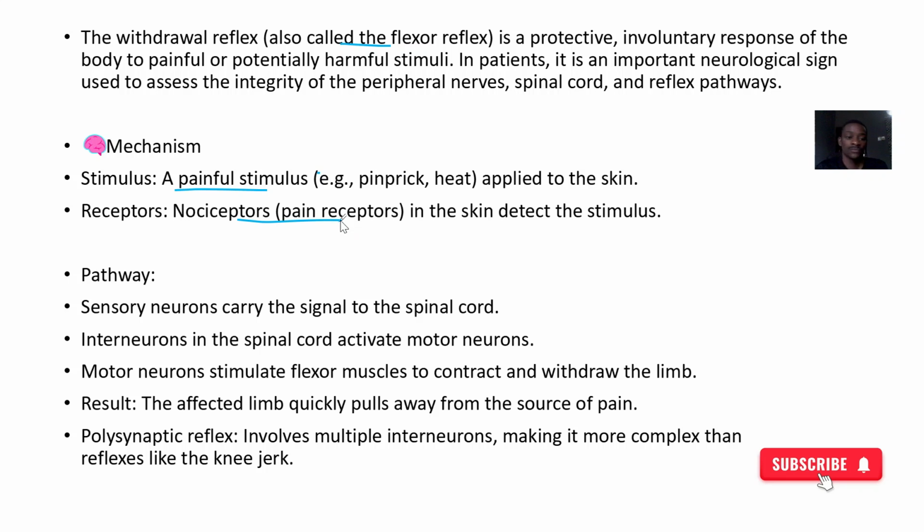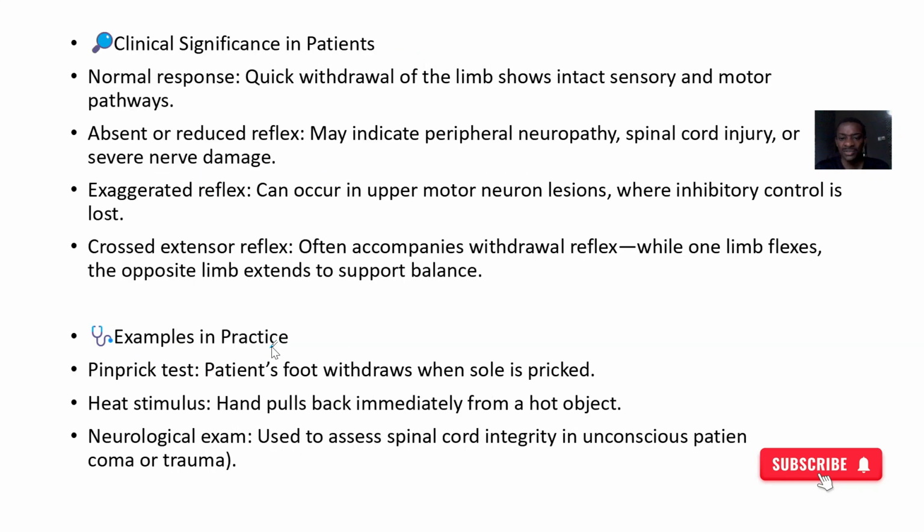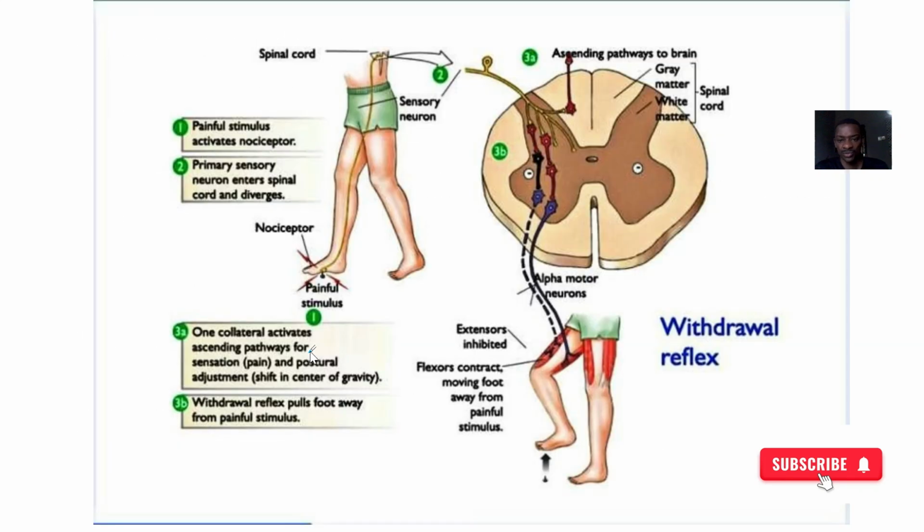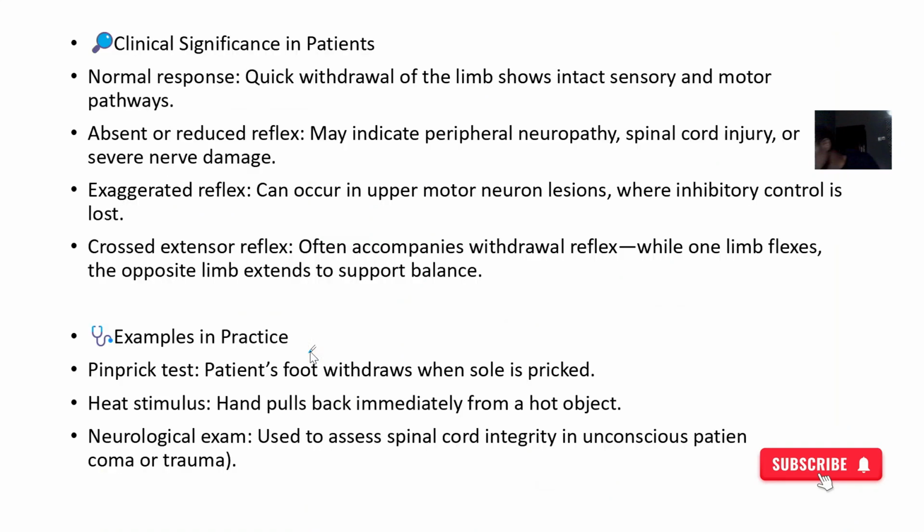Do you understand? So the pathway: sensory neurons are supposed to carry that signal to the spinal cord. Interneurons in the spinal cord are supposed to do what? Please, you can pause to observe this. This is a whole process that we're trying to talk about. Number one, number two, all of that.